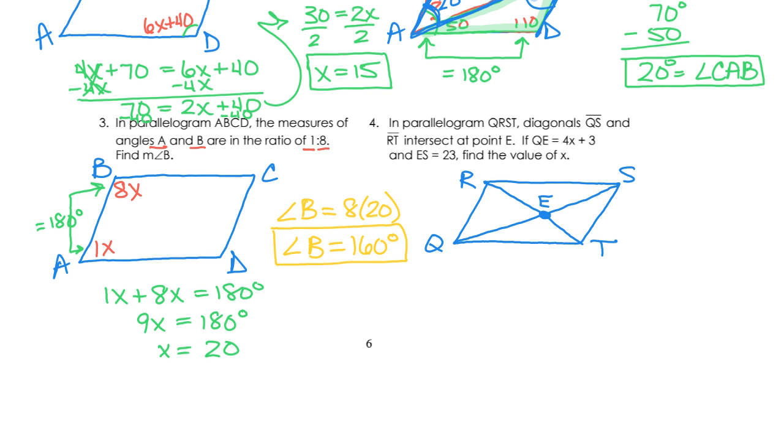Then they tell us that QE is 4x plus 3, and that ES is 23. And if you remember from our properties up above, that E right here in a parallelogram is a midpoint. And so this piece of the diagonal will be equal to this piece. And so we could take 4x plus 3 and set it equal to 23. Those two lengths, QE and ES, should be equal in a parallelogram. If we subtract 3, we'll get 20. And if we divide by 4, x is going to come out to equal 5. And that's all they wanted to know, was find the value of x.